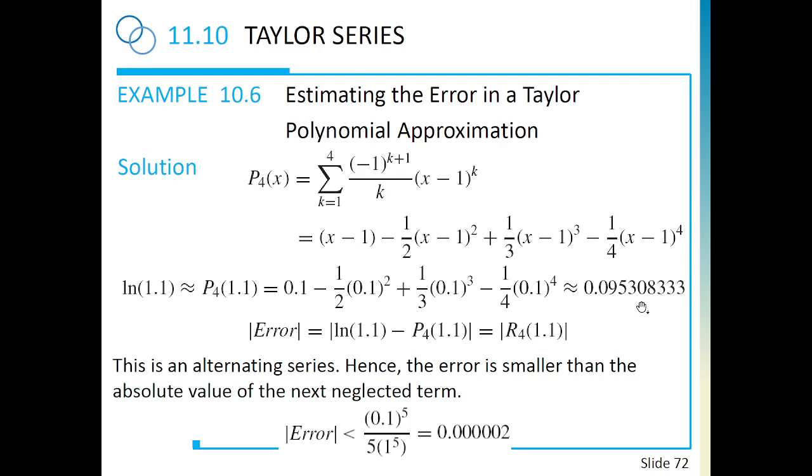So that's the application. We find the Taylor series. They asked to use the polynomial degree 4, so we stop here when we have the power 4, and then we plug 1.1 into the polynomial. We get an approximation. We realize this is an alternating series, so the error is the next neglected term, so the term that comes after this is 1 over 5, 0.1 to power 5. So that error is smaller than that term. That's cute.